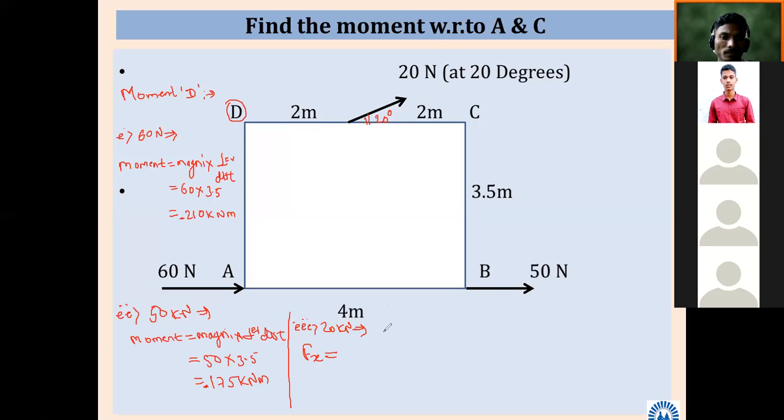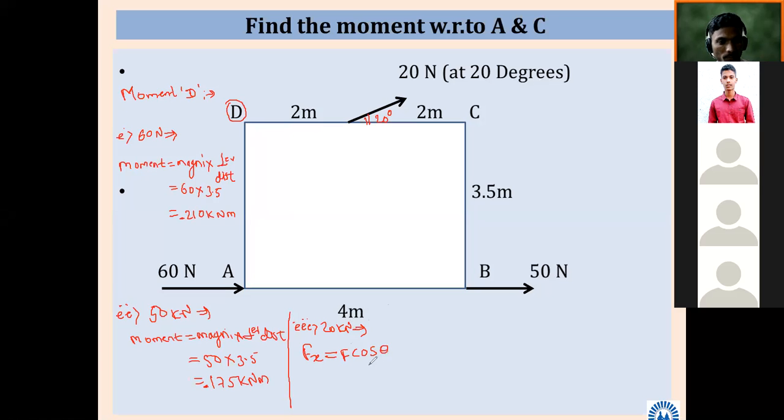F cos theta. Angle along X. Very good. The angle is made with, or whatever angle is given, it is given with the x-axis. So that's why we have to take its x component as F cos theta.